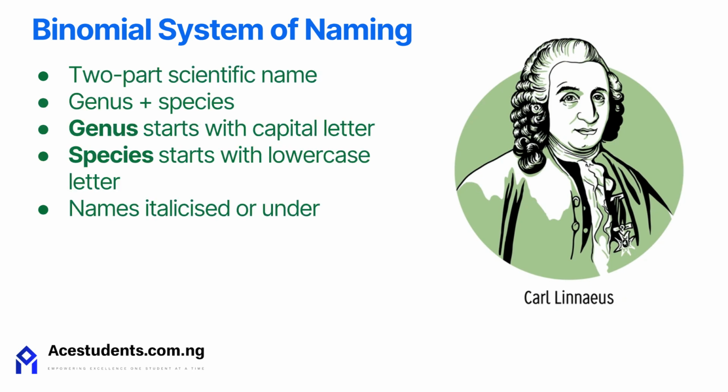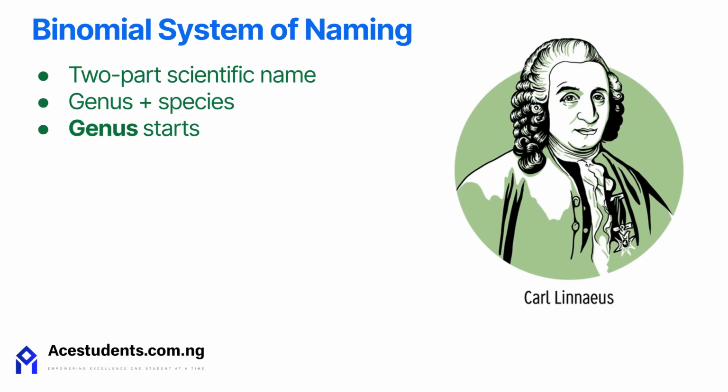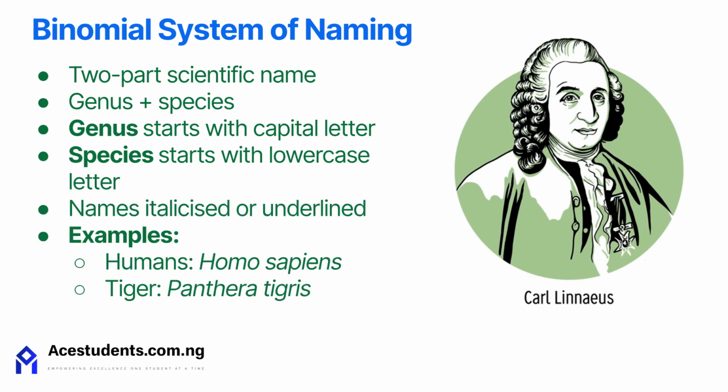There are strict rules. The genus begins with a capital letter, the species starts with a lowercase letter, and both names are written in italics or underlined. For example, humans are called Homo sapiens, while the tiger is called Panthera tigris. Spelling and capitalization are commonly tested and must be correct.